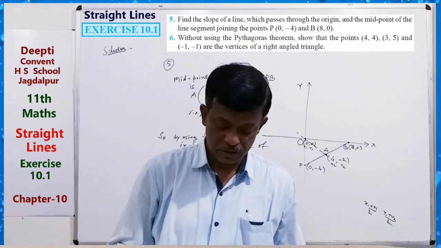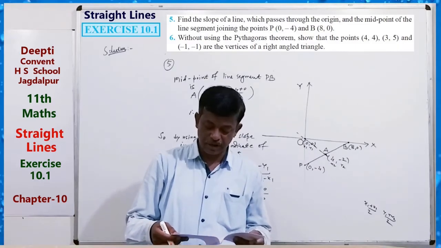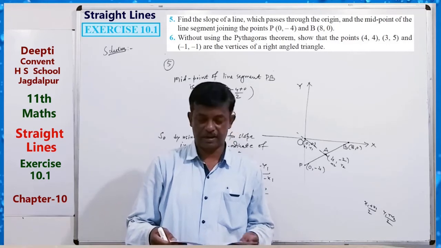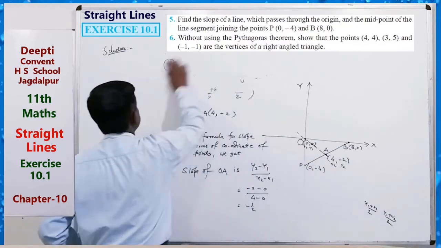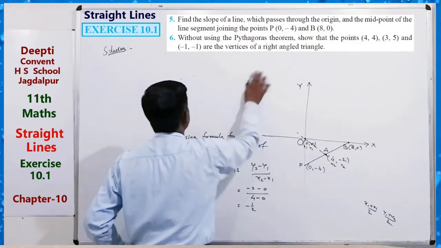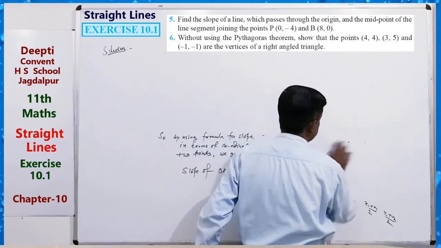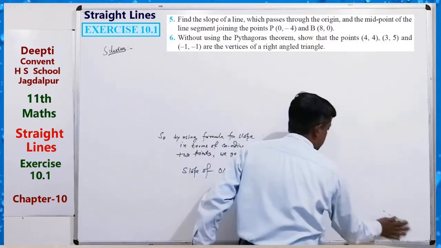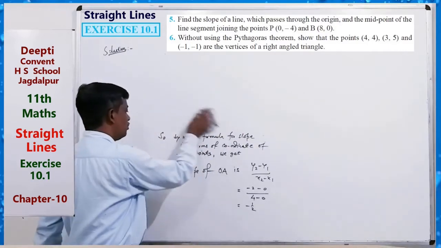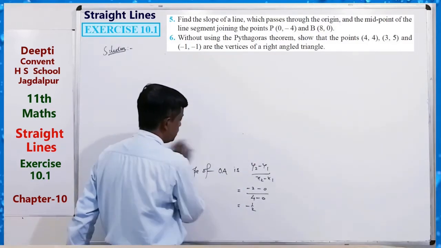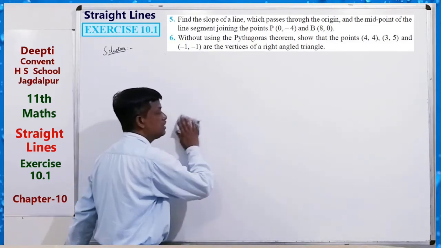Now question 6. Without using the Pythagoras theorem, show that these points are the vertices of a right angle triangle. For a right angle triangle, one of the angles is 90 degrees, that is, one side is perpendicular to another side. If the multiplication of the slopes of two sides is equal to minus 1, then we can say that those sides are perpendicular.